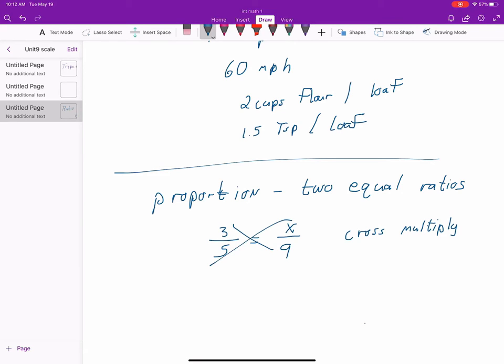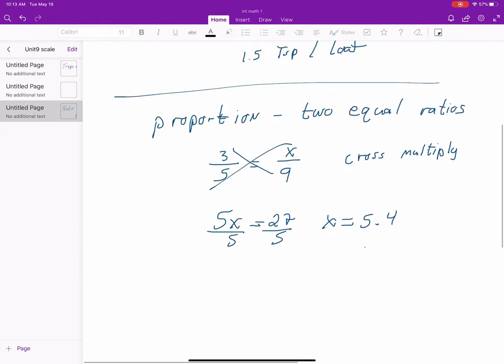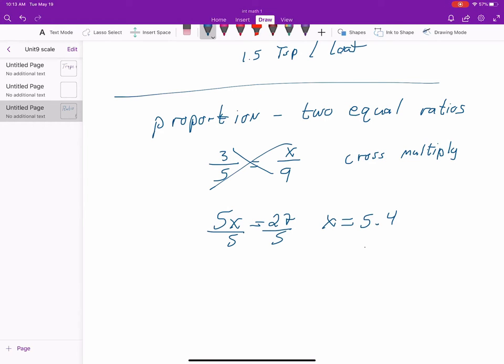So we cross multiply here, we get 5x equals 27, and then we divide by 5, and we can get an answer. I use my calculator, and it should come out to be 5.4. So that is how you solve a proportion. And that's what you're going to be doing a lot of. We're going to be working with proportions.